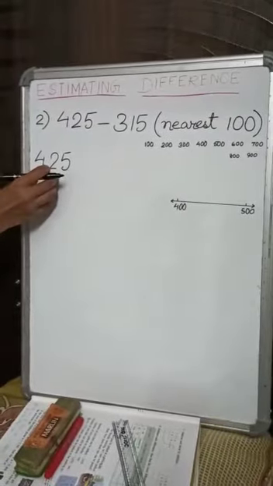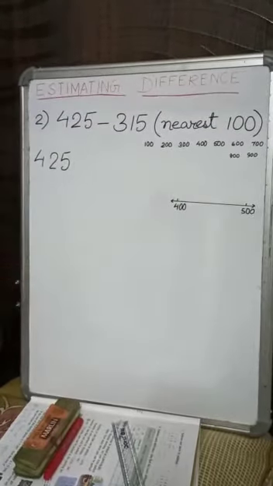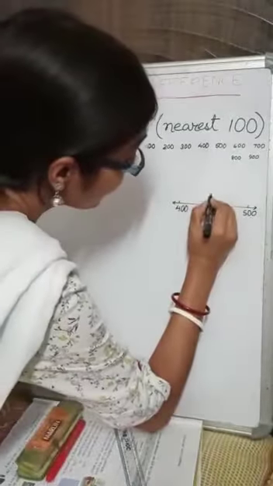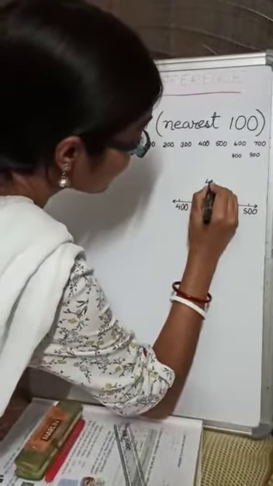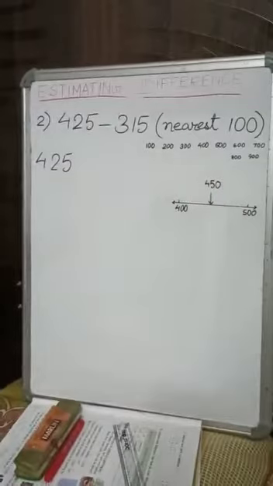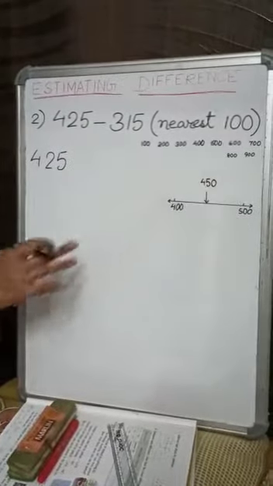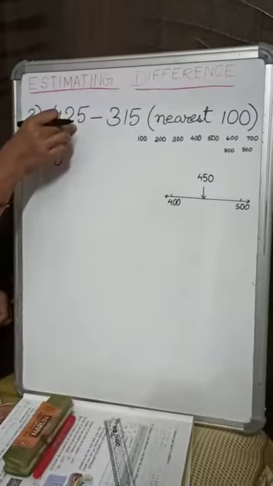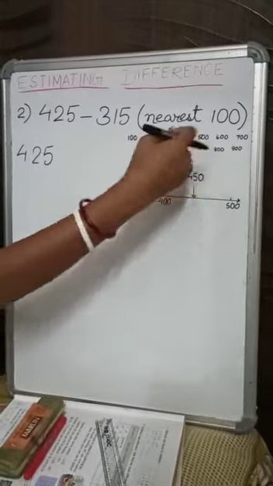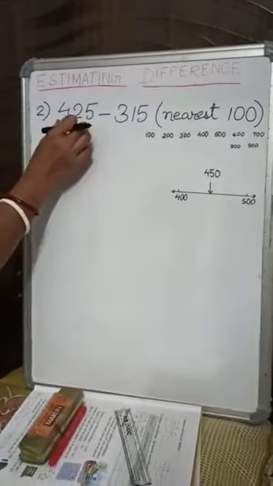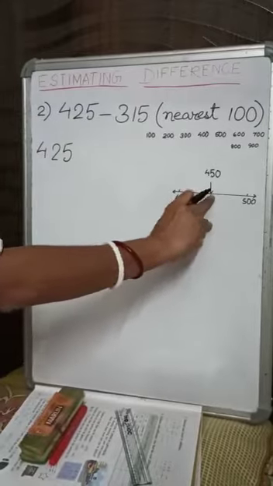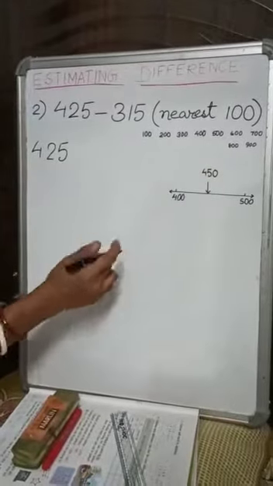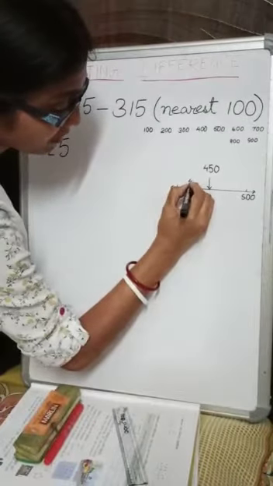So 425 lies between 400 and 500. Then find the middle number of these two. So the middle number is 450. So 450 is the middle number of these two. Next step is to find whether the given number in the question is less than the middle number or greater than the middle number. So we see 425, it is lesser than the middle number. So that means it will lie on the left hand side of the middle number 450. So 425 will be somewhere here in the number line.